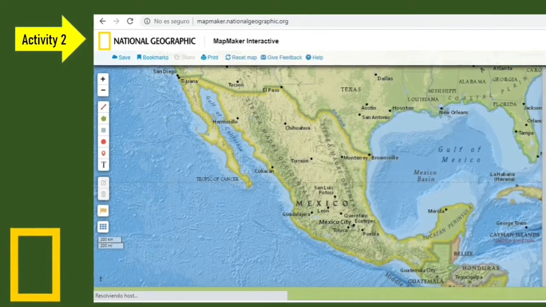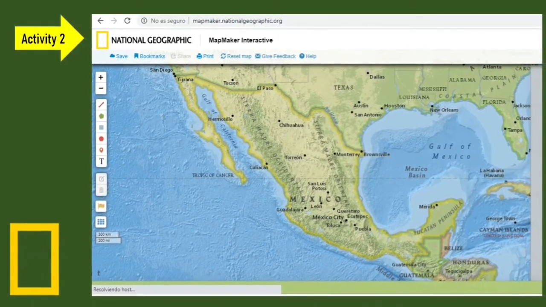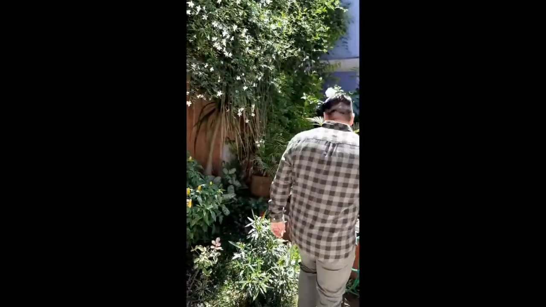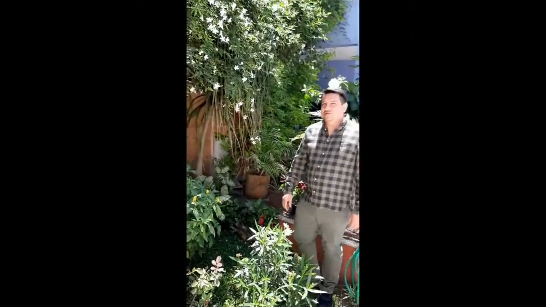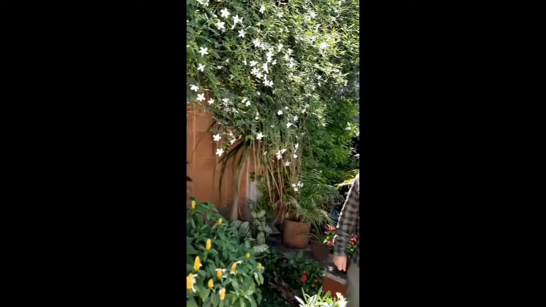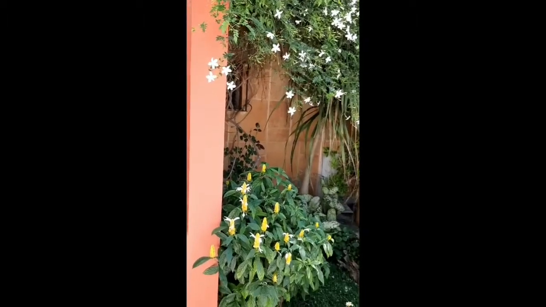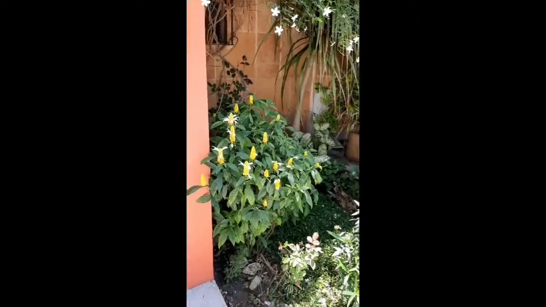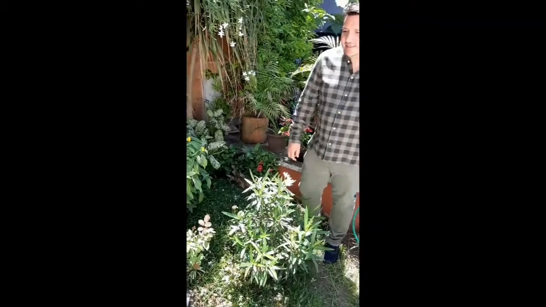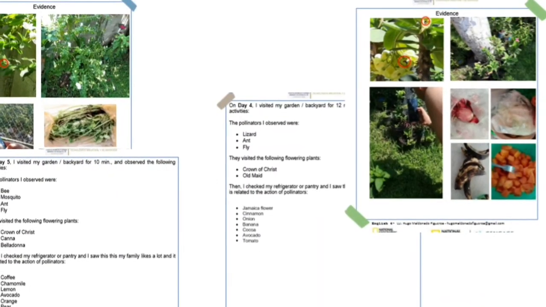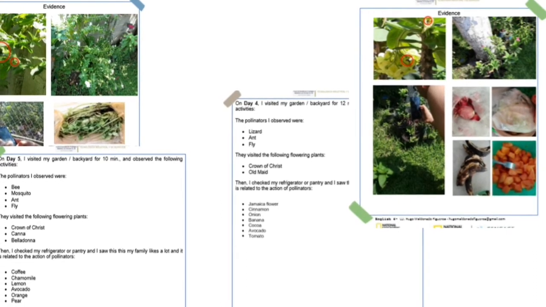Activity number 2 consists of 3 different steps. For this second activity, the Map Maker Interactive was used. Students need to visit their backyard or front yard and observe the blooming plants that they have. They need to also check the kind of pollinators that visit them. Once they finish, they will have to go to the kitchen and make matches with the food they are having during this COVID-19 quarantine. Students kept records of the observations on the electronic project template.